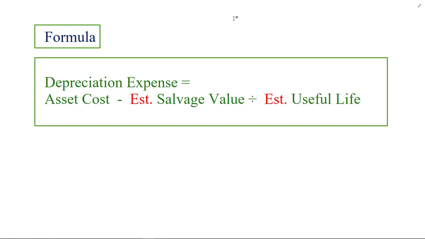Salvage value means the value of the asset after its estimated useful life, and nobody knows it in advance. It could be 5,000, 10,000, or 20,000. Suppose our estimate is that much; there is a possibility that the salvage value could be more than our expectation, or it could be less. That's why it is based on estimation.